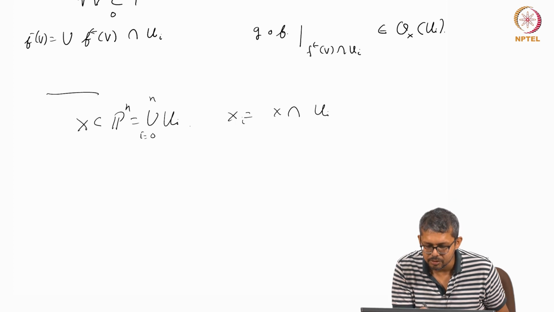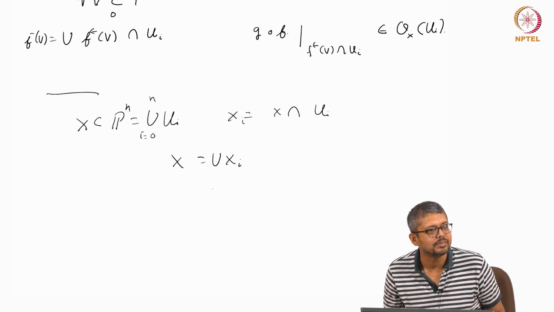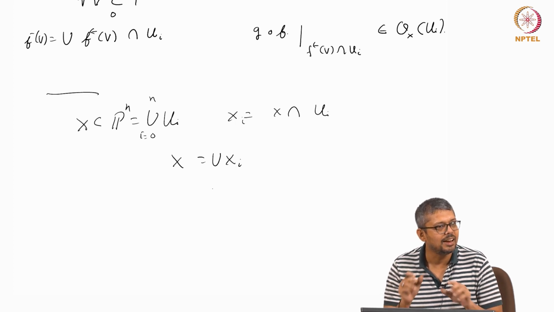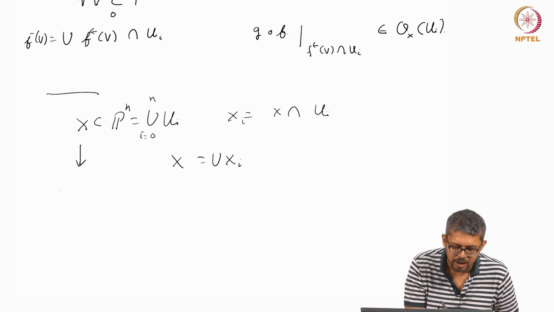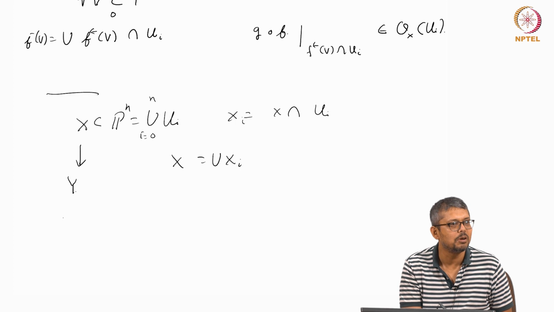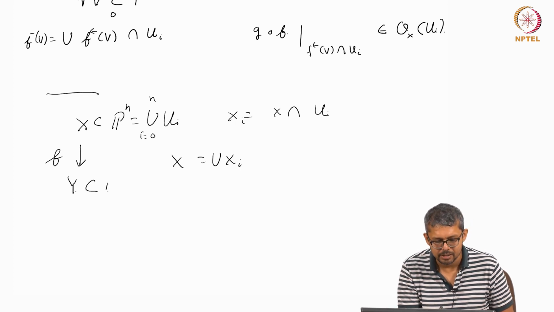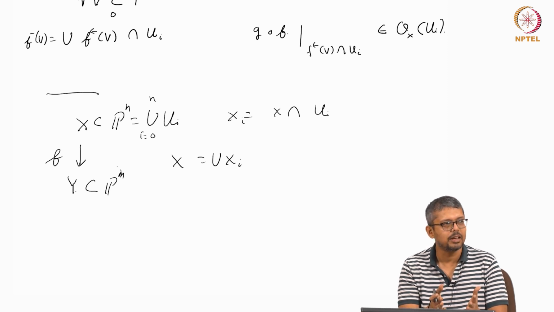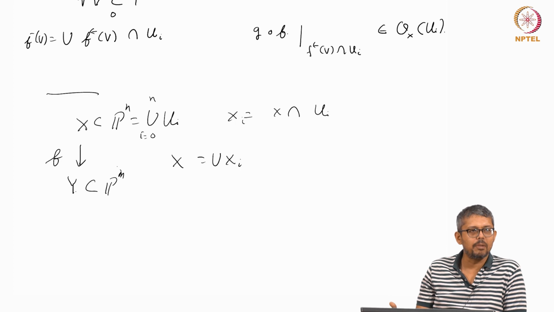So X is the union of the Xi, and each Xi is affine. For each affine piece you do this. Now you want to construct a map from X to Y. Suppose X is a projective variety and Y is some P^m. That's what I started with: given two projective varieties, how do you construct a map?